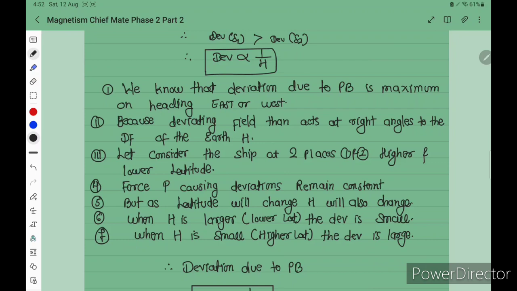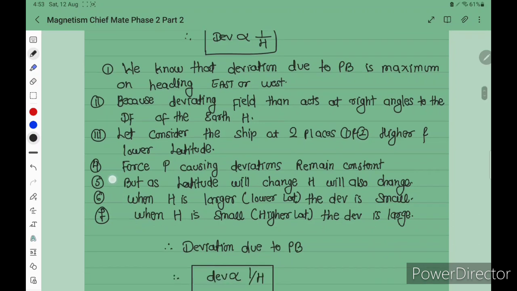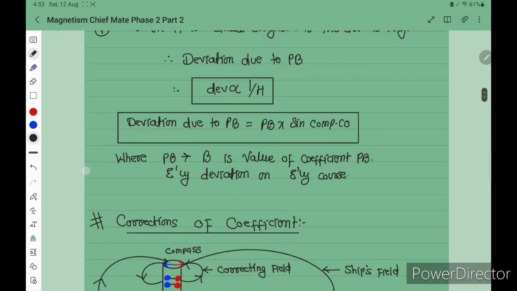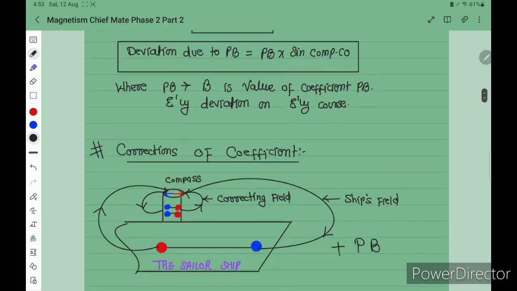So when H is large, at lower latitude, the deviation is small. When H is small, at higher latitude, the deviation is large. Therefore, deviation due to PB is inversely proportional to 1 upon H. Deviation due to PB is B into sine compass course, where B is the value of coefficient B, and easterly deviation on southerly course.